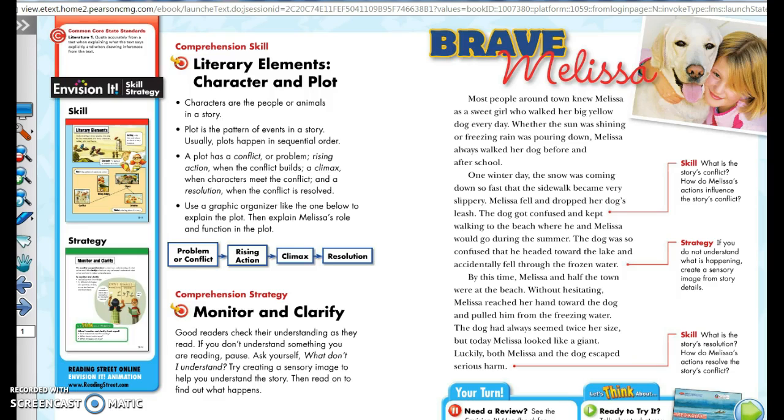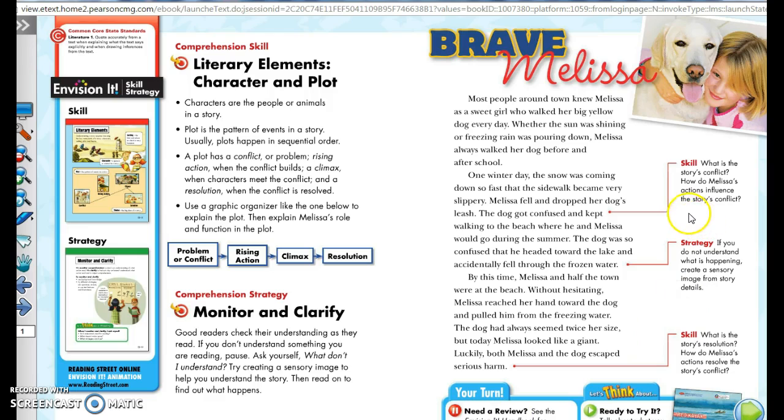By this time, Melissa and half the town were at the beach. Without hesitating, Melissa reached her hand toward the dog and pulled him from the freezing water. The dog had always seemed twice her size, but today Melissa looked like a giant. Luckily, both Melissa and the dog escaped serious harm.